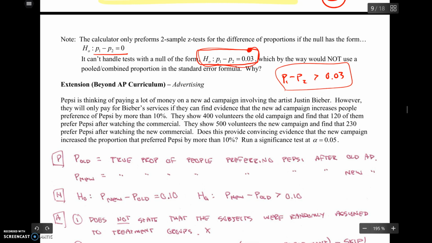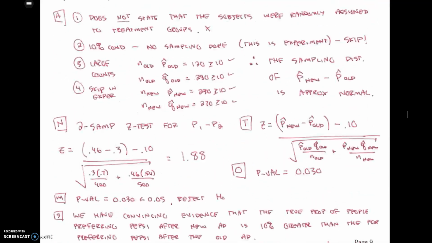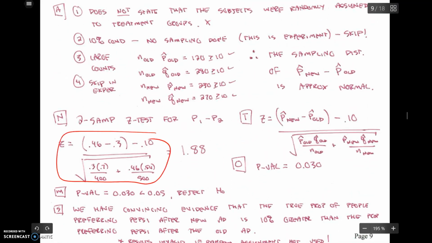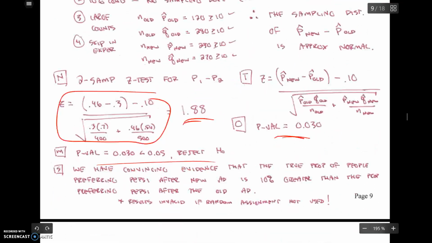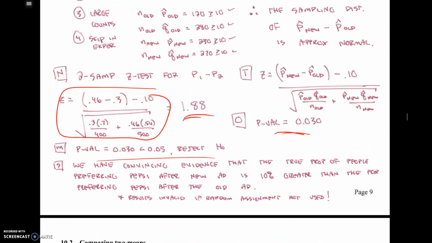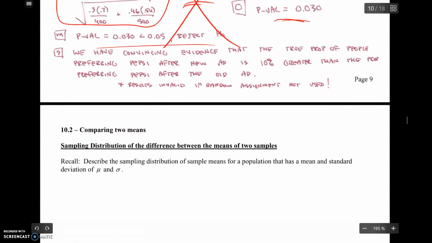Okay. Calculator can't do it, but we could still do it. We would just have to do the test statistic by hand and just do this all by hand. Special stat software will do that for you, but really, don't worry about it. You won't be tested on it. All right, this leads us to section 10.2. We'll start that in the next video.